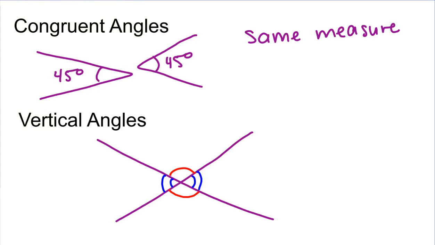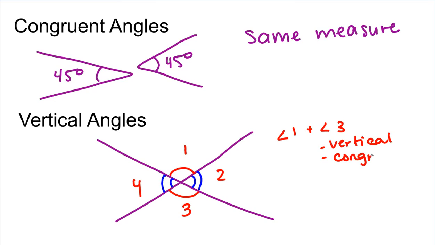So that means that, let's label these, angles 1 and 3 are vertical angles, but they are also congruent. So angle 1 and angle 3 are vertical angles, and because they're vertical, they are also congruent. Angles 4 and 2 are also vertical angles, and because they're vertical angles, they are also congruent.